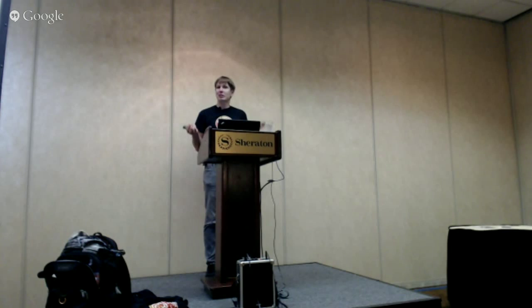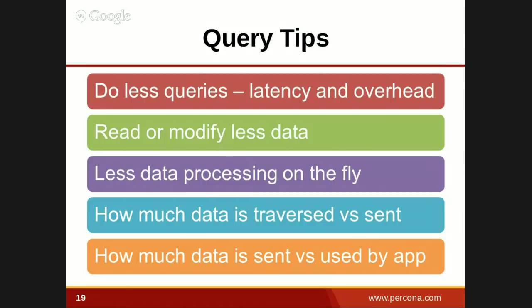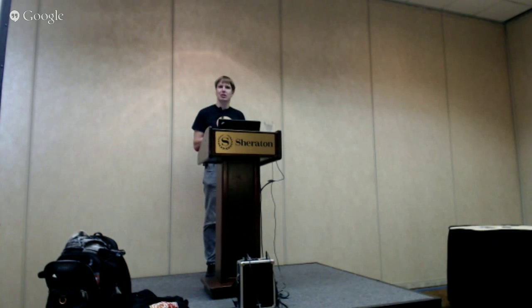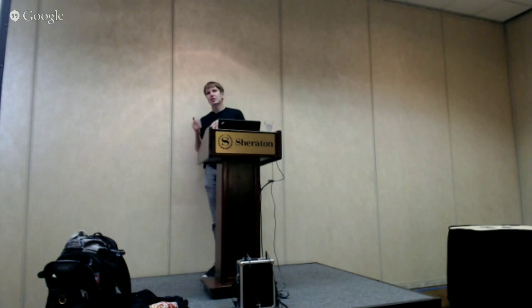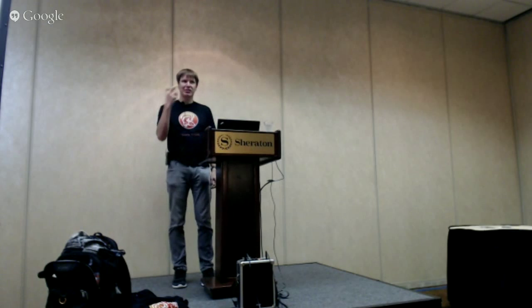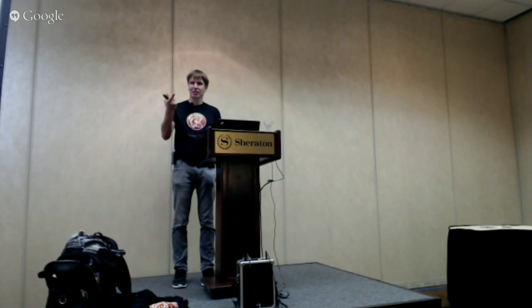We want to read or modify less data, like the fewer rows we touch, the fewer columns, the better. You want to process less data on the fly, because processing data on the fly over and over again is expensive, like running large aggregates. Having something like summary or cache tables, right, which have data pre-baked and ready to use, can be much more efficient. Another thing I like to look at is how much data is being traversed, touched in the database, versus actually sent to the client, right? So how much of the data the client used.